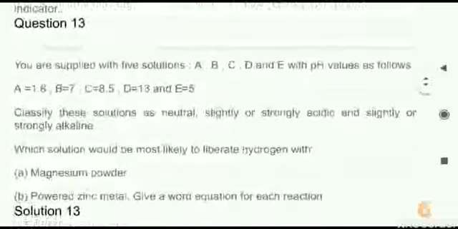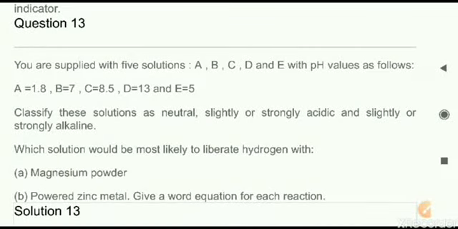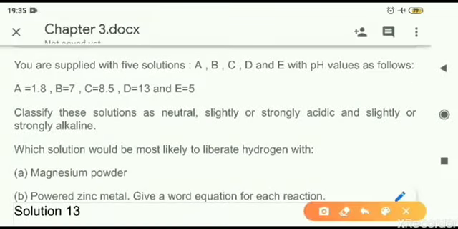Question 13. Here we have been given 5 solutions A, B, C, D and E, and each and every value is written.